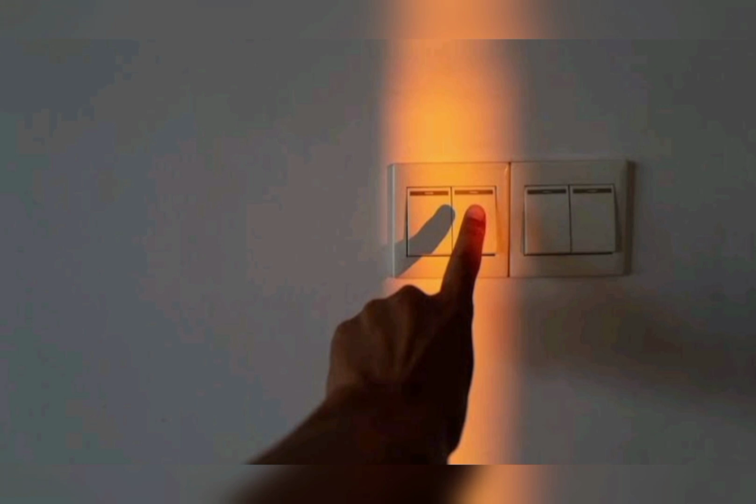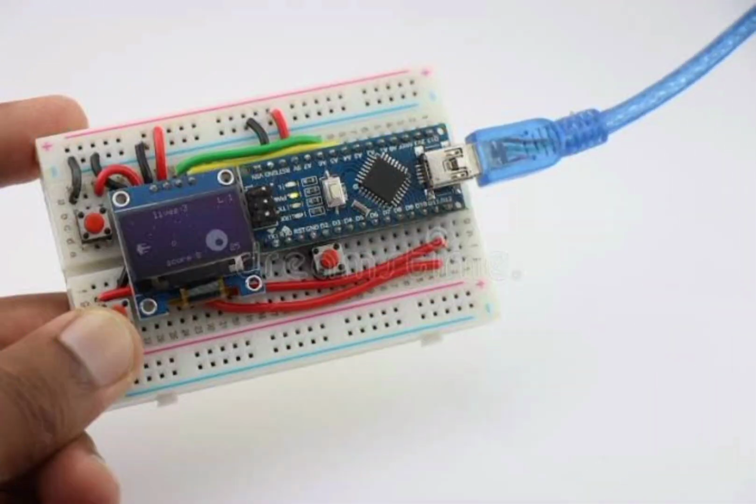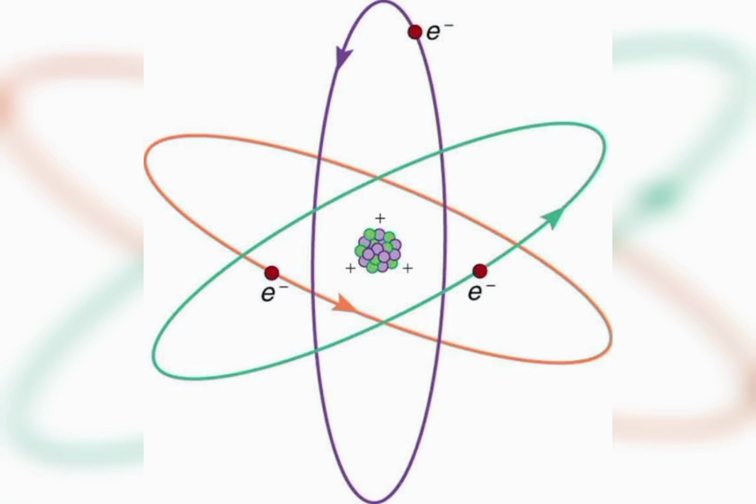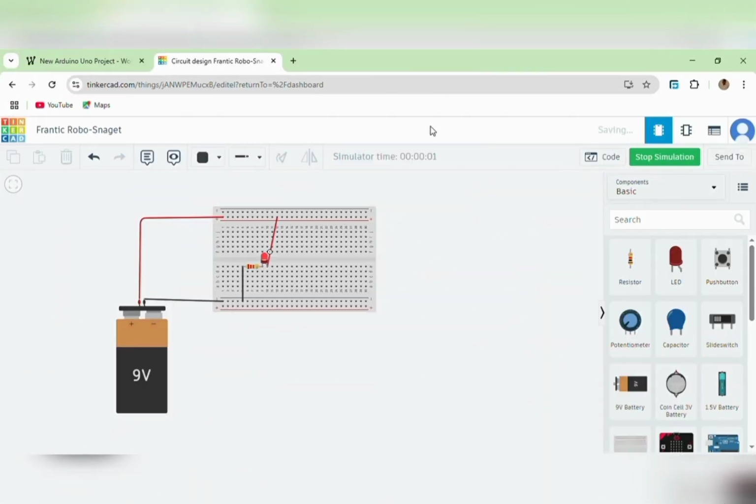From the flick of a switch to the logic of a microcontroller, electricity is the invisible engine behind everything we build in embedded systems. In this series, we will uncover how it works from atoms to Arduino. Join me, let's dive.